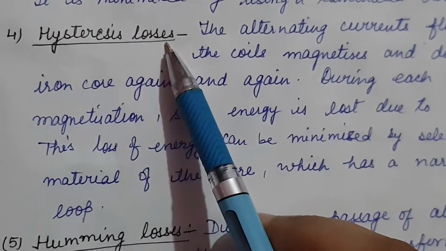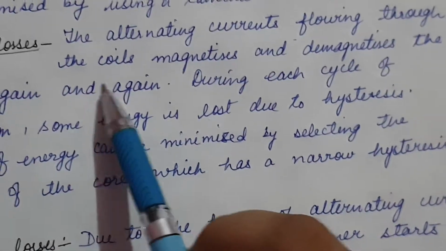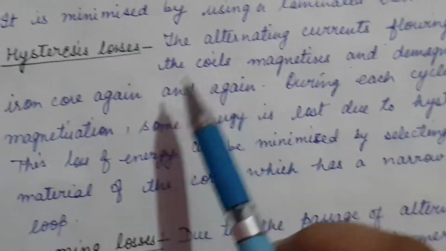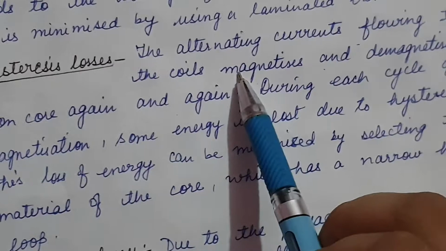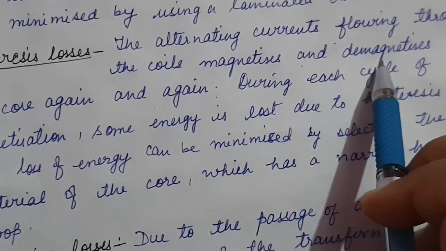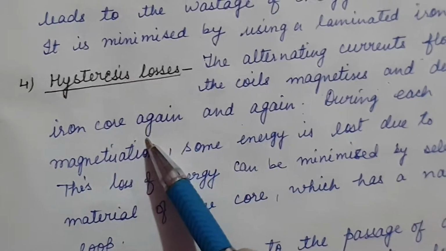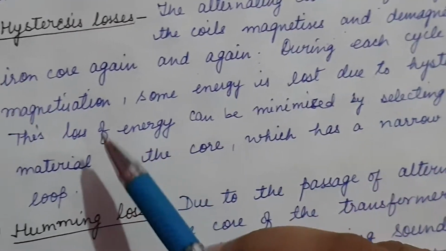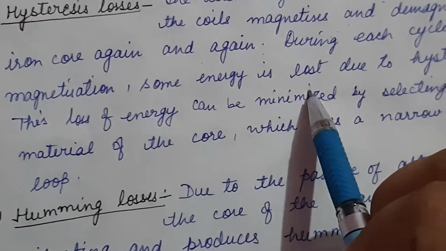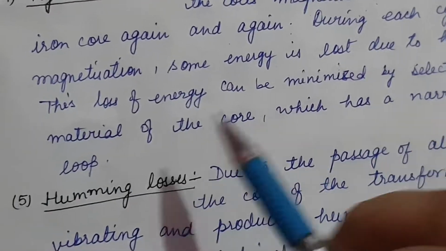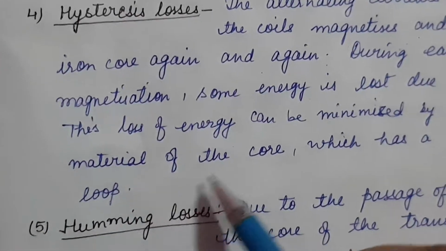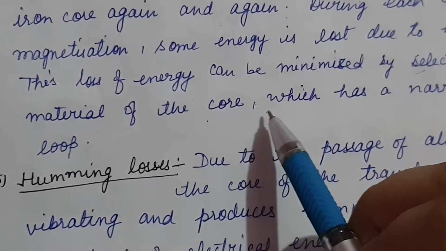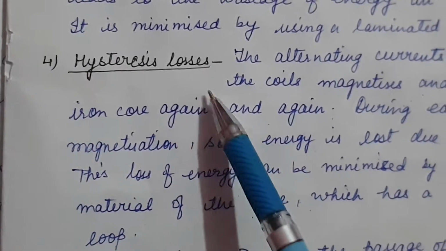Next one is hysteresis losses. The alternating current flowing through the coils magnetizes and demagnetizes the iron core again and again. Because the current is alternating, it will again and again magnetize and demagnetize the iron core, and during each cycle of magnetization some energy is lost due to hysteresis. This loss of energy can be minimized by selecting the material of the core. By selecting the proper material, which has a narrow hysteresis loop, we can reduce hysteresis losses.